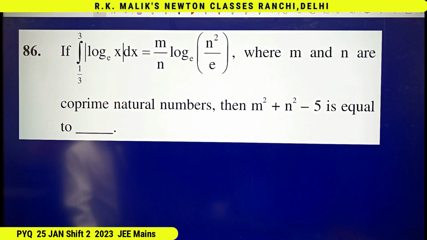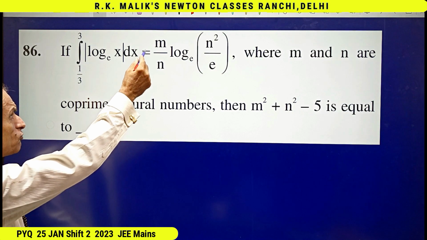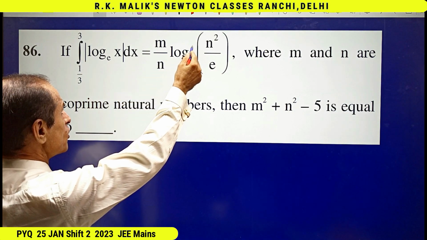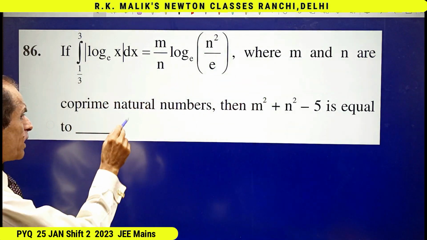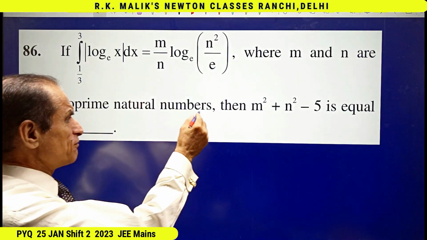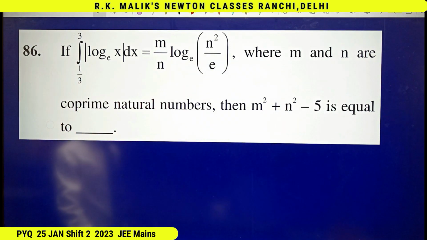In this question, it is given that if this integral is equal to m by n log of n square by e, where m and n are co-prime natural numbers, then m square plus n square minus 5 is equal to dash. You have to fill in the blank.